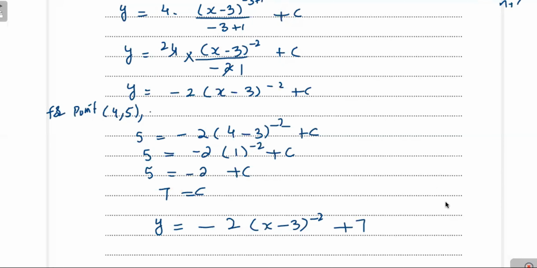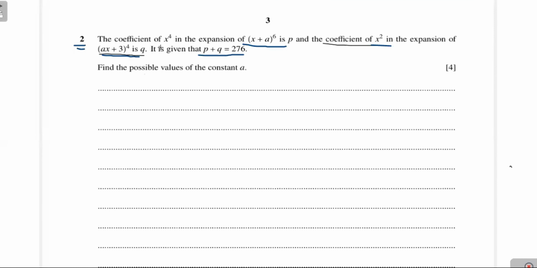This is the answer. Question number 2. The coefficient of x4 in the expansion of (x plus a) power 6 is p. The coefficient of x square in the expansion of (ax plus 3) power 4 is q. Find p plus q. It is given that p plus q equals 276. Find the possible values of a.